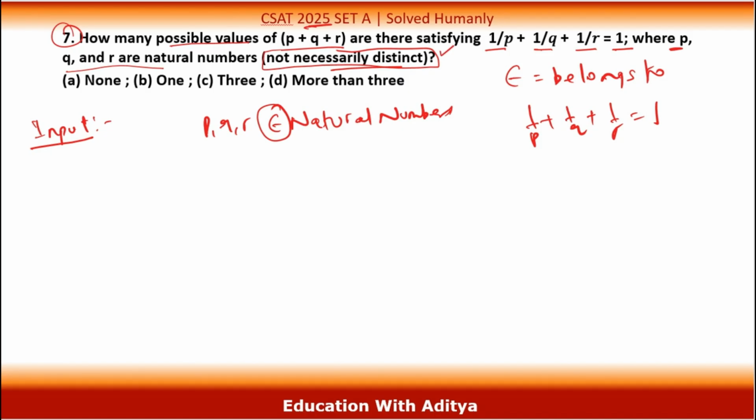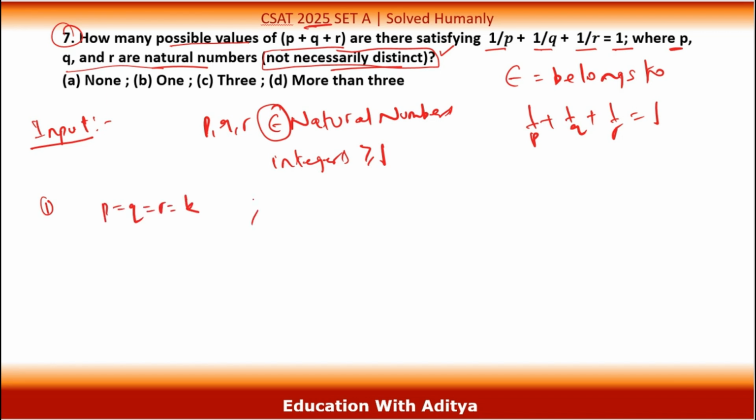We should always read the entire question, and all words have meaning here. So it has told me that these are natural numbers. That means P, Q, R are integers, and which integers? Greater than or equal to 1. And not necessarily distinct, which means they can be the same as well. So the first case I will take is P equals Q equals R equals K.